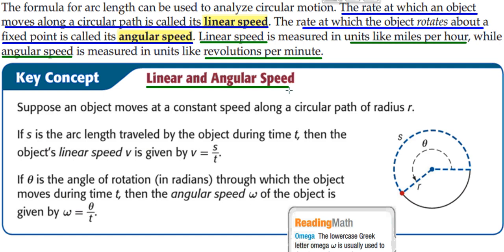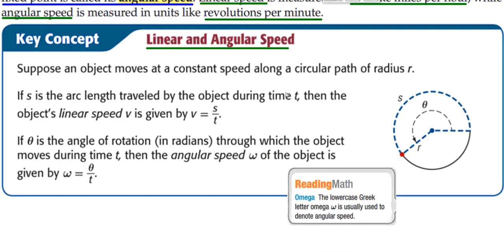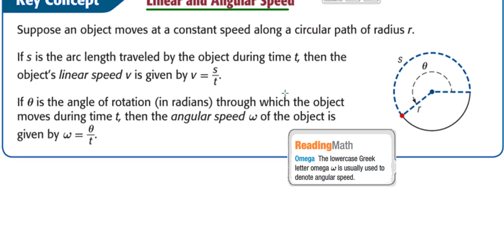So linear and angular speed is what we're talking about, and I am going to use some space below to write what's happening. It says, suppose an object moves at a constant speed along a circular path of radius r. If s is the arc length traveled by the object during time t, then the object's linear speed, v, is given by v equals s divided by t. If theta is an angle of rotation in radians through which the object moves during time t, then its angular speed, omega, which is a Greek letter, is given by omega equals theta divided by t.